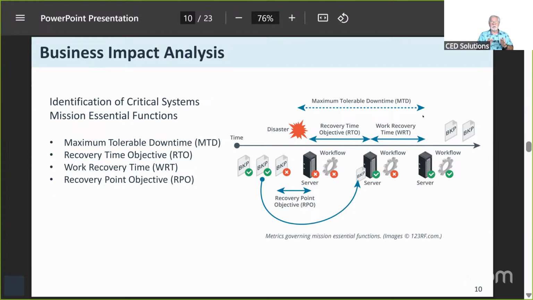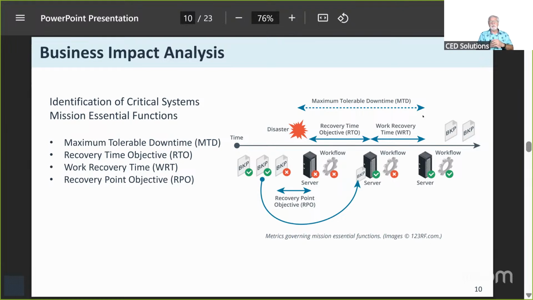Anytime an incident occurs, we'll call it a disaster. That's a stake in your chronological timeline. The clock starts ticking there. Okay. Further on down that chronological timeline, there's another stake in the ground that's called MTD. We'll get to that in just a moment.